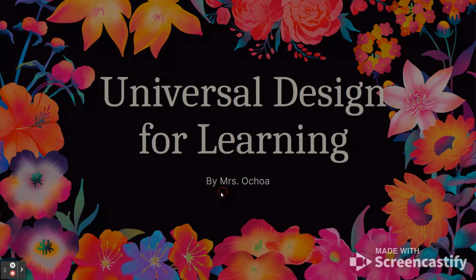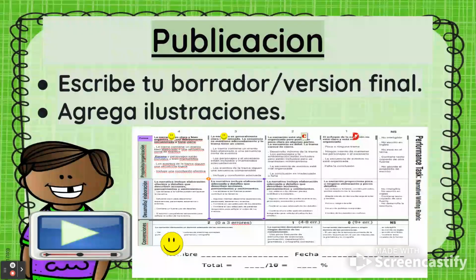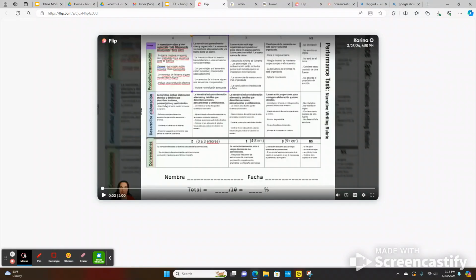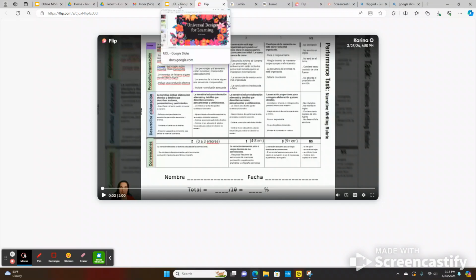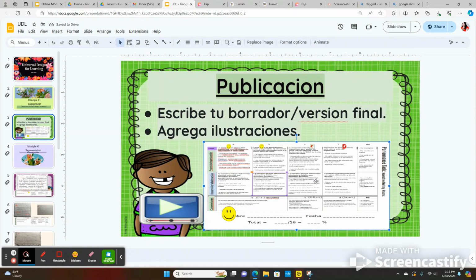I'm going to begin with principle number 1, engagement, and what I did before versus what I'm doing now. I would provide a rubric after the scholars wrote, because I went over all of the writing steps, but now I'm actually going to include the rubric in the slide. So they have a link to the slide and a video as well. I am including that so they're able to see this rubric on their own, at their own pace.